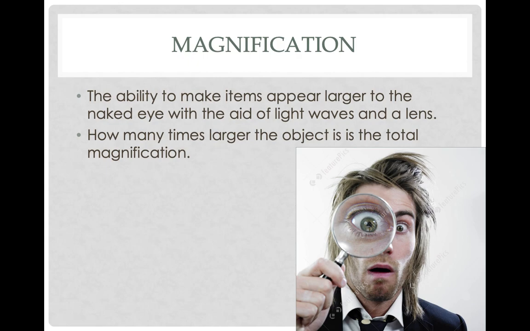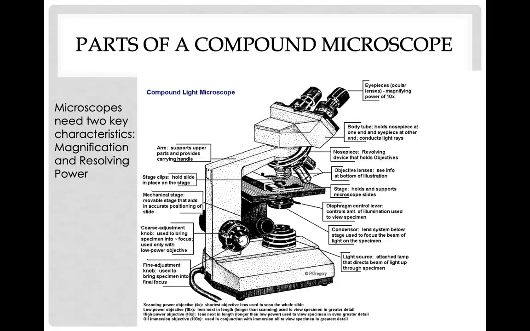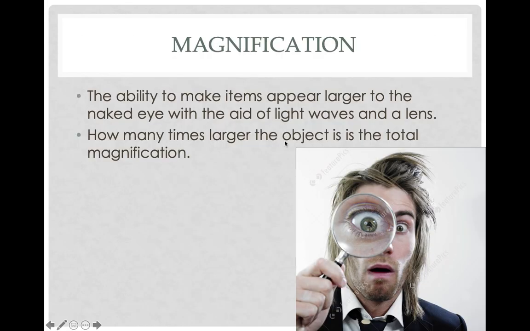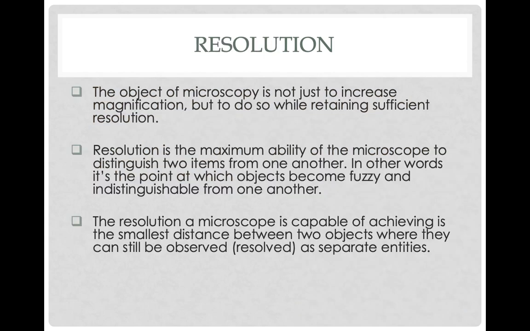Magnification is just the ability to make things seem bigger than they are. I talked about the concept of compounding magnification using the eyepieces here and compounding it with the objective lenses. That's referred to as the total magnification. The eyepieces are 10x, the objective lenses are 4, 10, 40, or 100, so you just multiply 10 by whatever. So it would be 40, 100, 400, and then 1000.